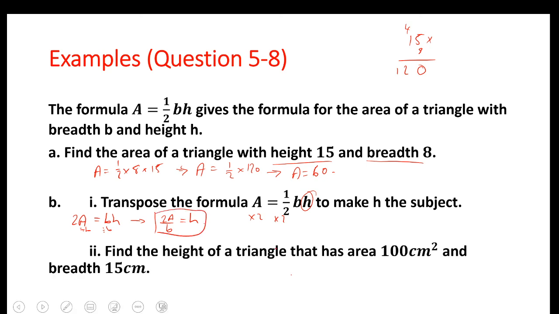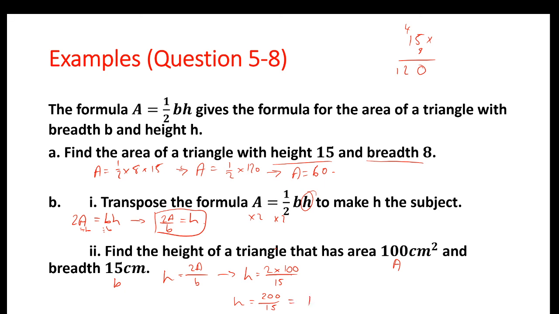Now find the height of a triangle that has an area of 100 centimeters and breadth 15. So this is A and this is B. Now we've got a formula for the height, which we made by transposing, and we're going to use that, and you'll see that's the same as if I was just to rearrange it with the numbers in. So H is equal to 2A over B. So that means that H is going to be equal to 2 times 100 divided by B, which is 15. So H is equal to 200 divided by 15.